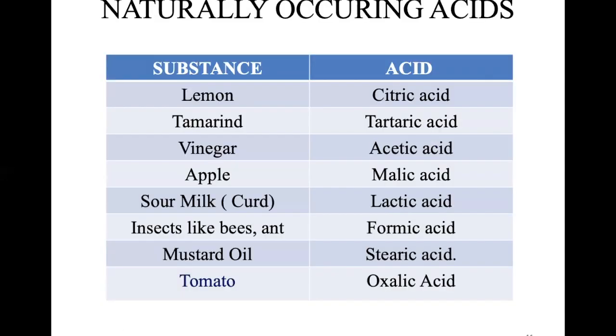Now let us understand some of the naturally occurring acids, substances that we can take. They are dilute, not so strong in nature. Let us take lemon, it has citric acid. Tamarind, tartaric acid. Vinegar, acetic acid. Apple has malic acid. Curd, dahi, lactic acid. दही में milk में lactose होता है, it turns into lactic acid. Honey bee or ant, आपको अगर sting करे, it is formic acid, also called methanoic acid. And tomato has oxalic acid. Remember this, you'll have to remember this.